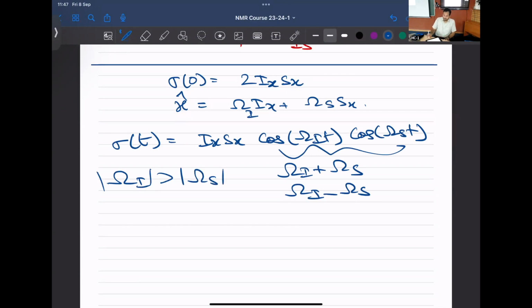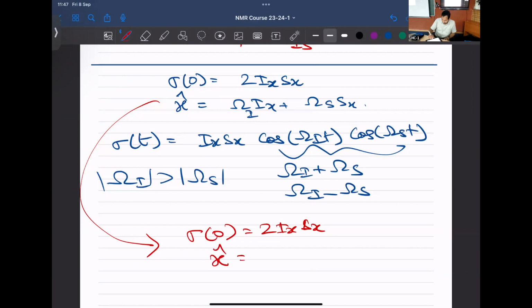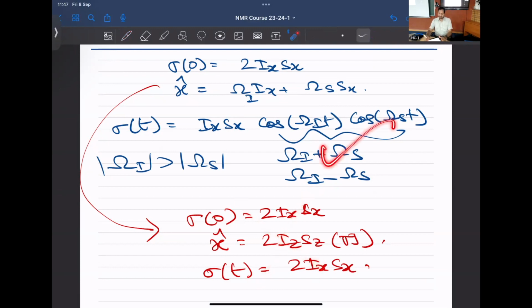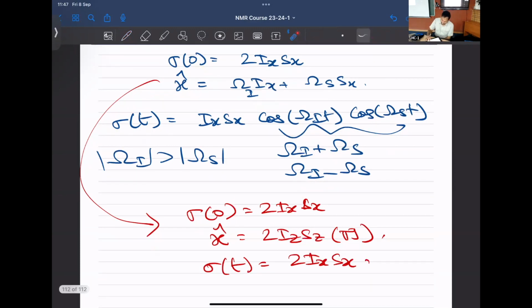At the same time, the homework question that you guys did was sigma 0 being 2IxSx, and then the Hamiltonian being 2IzSz with a pi J. Correct? And what did we say? Just remind yourselves whatever it was. Why did this happen is the question. Can we try to answer this? Mathematically, we said scalar coupling will not evolve, but chemical shift will evolve as a sum and difference. So why does that happen?